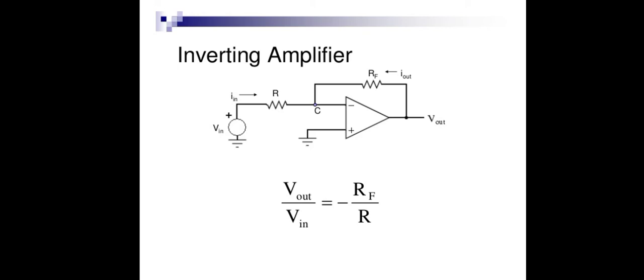Now find the voltage gain of the inverting amplifier. The gain is V out divided by V in, which is equal to minus Rf divided by Rin. This is the formula of the inverting amplifier: V out divided by V in is equal to minus Rf upon Rin.